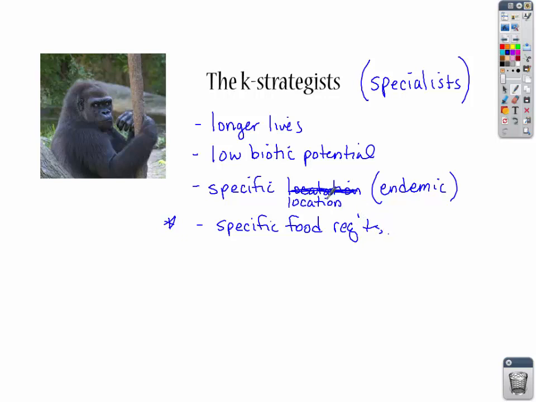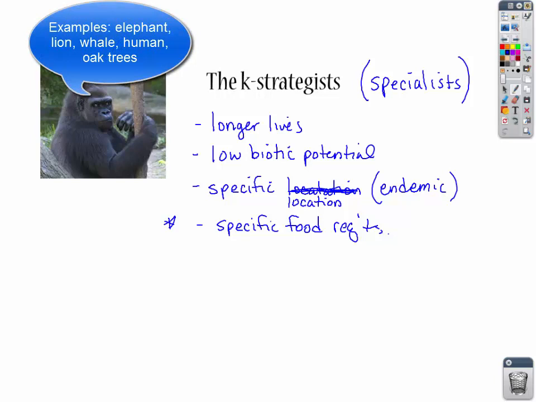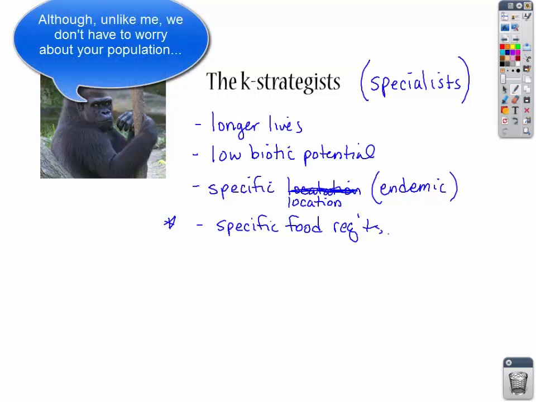These are the ones, the K strategists, the specialists. These are the ones that we do have to worry about. All right, their populations can be harmed very easily. An example here is our primate, but also think about a whale. A whale is a K strategist. It's a specialist. It has low biotic potential. They live long lives. They have very specific food requirements.